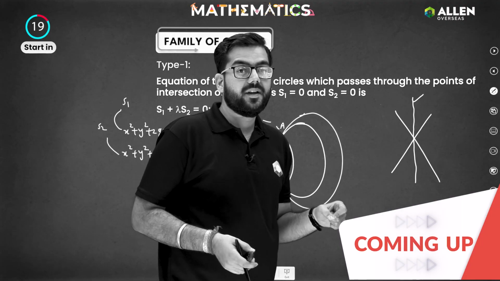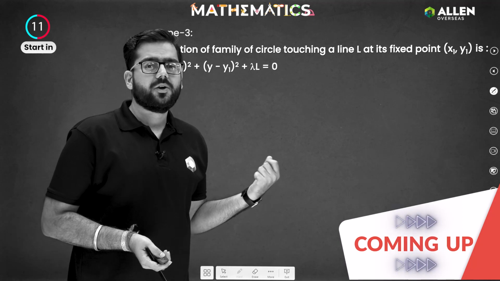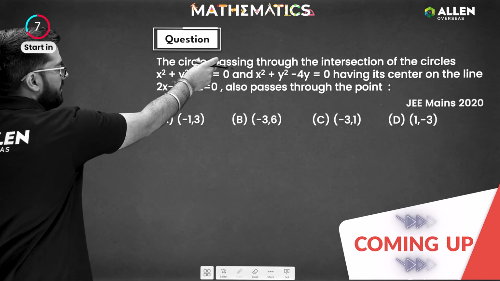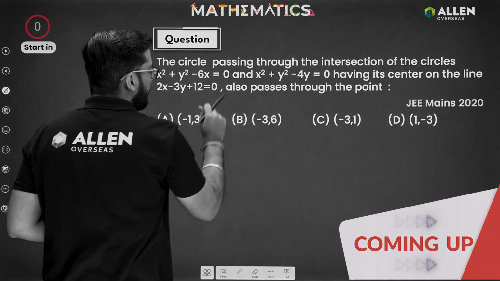At the end we have to generate the family of circles. This is one of the important types. From that one only we have a lot of previous year questions. We need to design one circle which is passing through the intersection of these two circles.